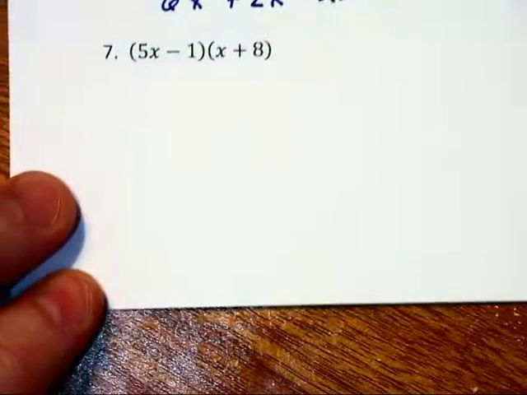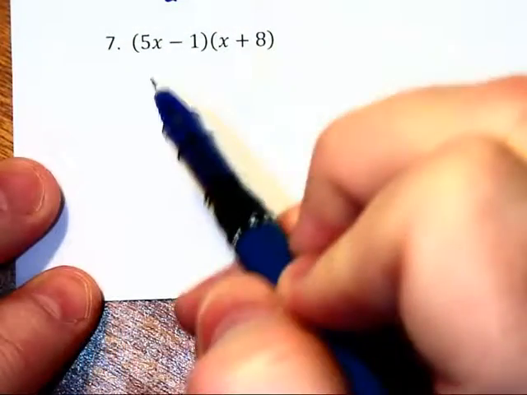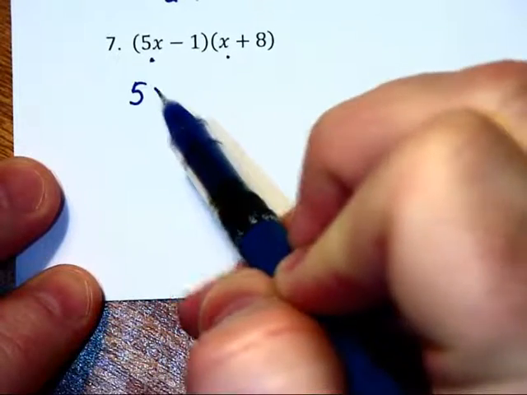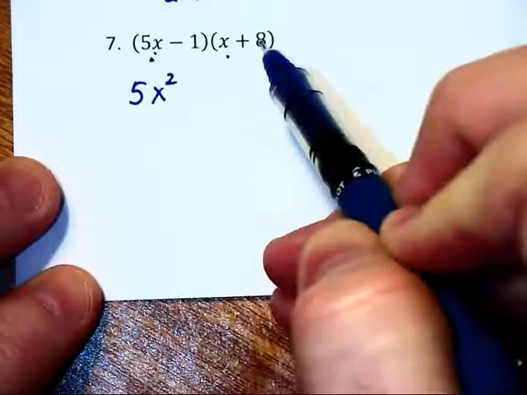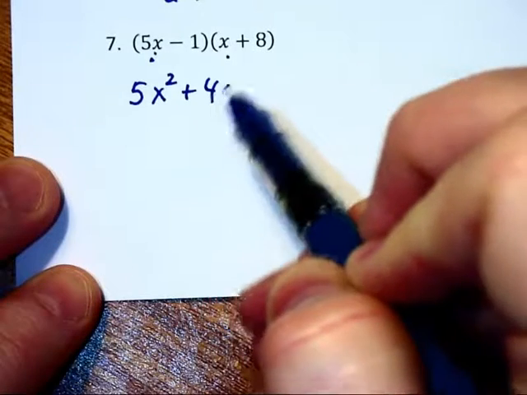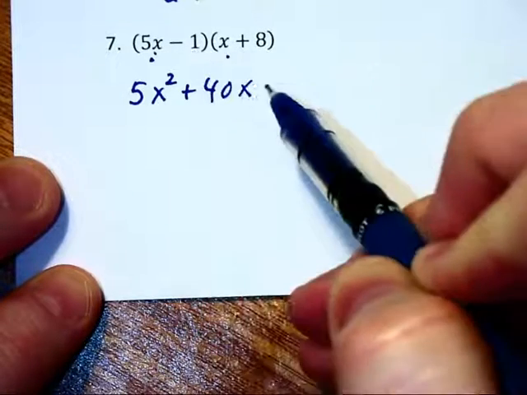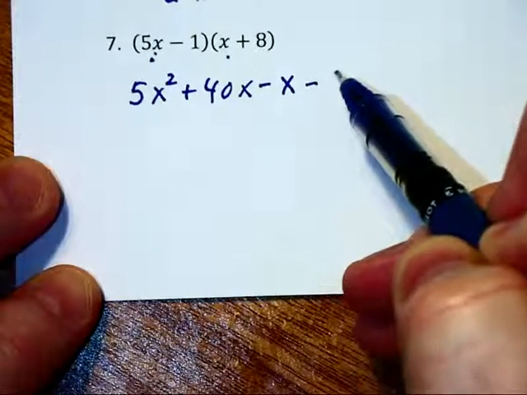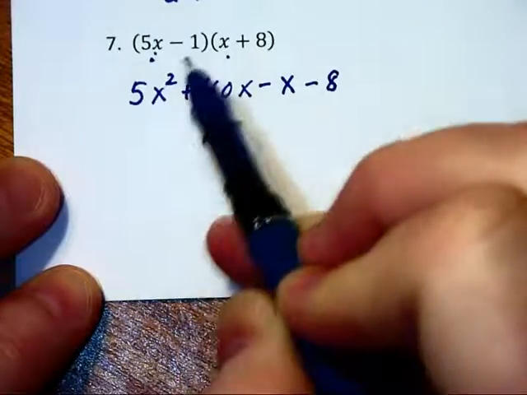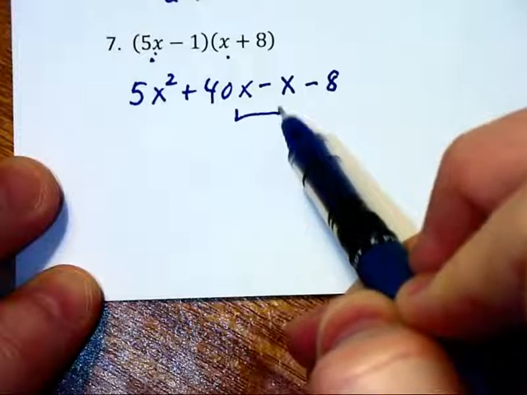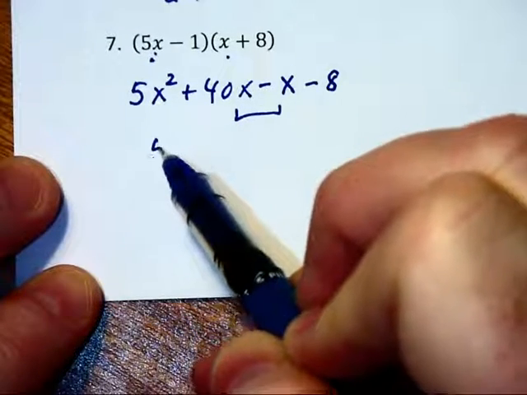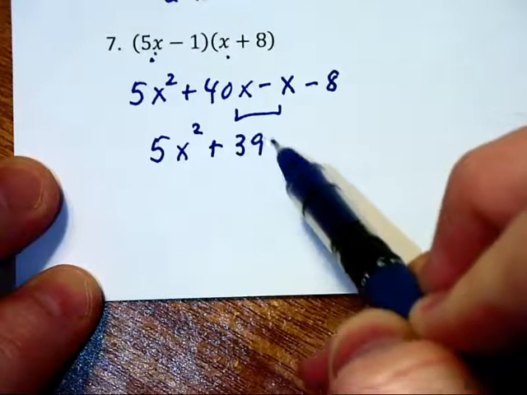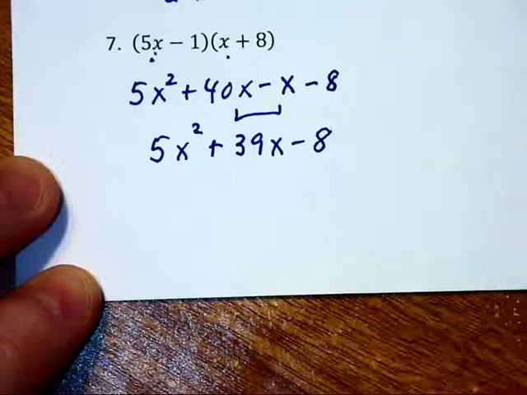You can never get enough practice of these types of problems. Here we go again. 5x times x is 5x squared. 5x times 8 is positive 40x. Negative 1 times x is negative x, and negative 1 times 8 is negative 8. Notice I didn't draw my little loops this time. Combine together the middle terms and we get 5x squared plus 39x minus 8 as the product.